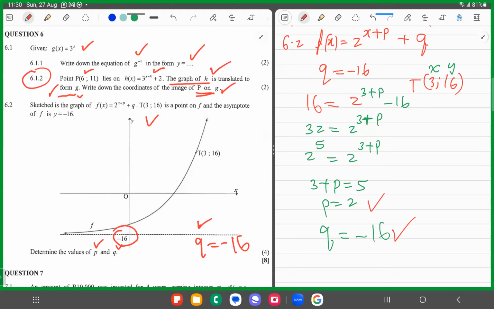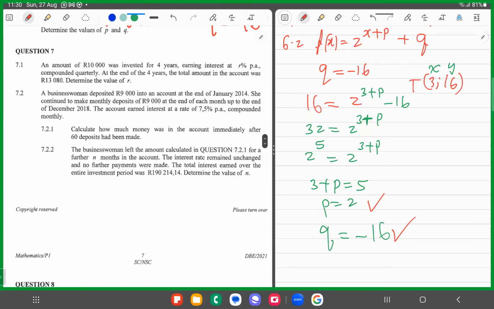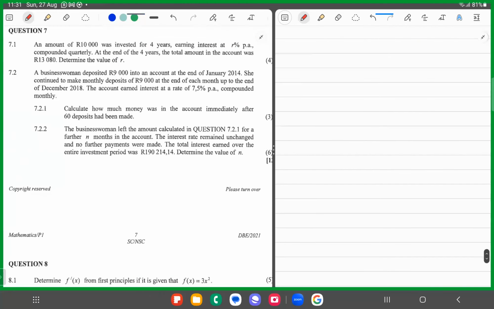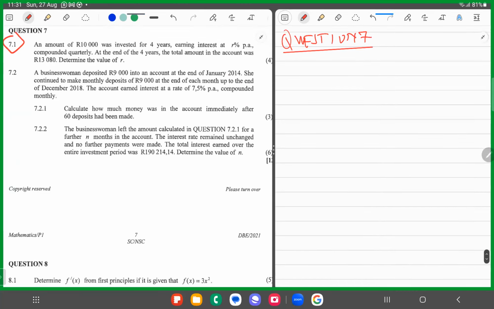Now we continue. We do the next question. We do finance, maths of finance, mathematics of finance, financial mathematics, question 7. Question 7 is about compound and simple interest calculations and the things we call ordinary annuities and annuity due calculations.